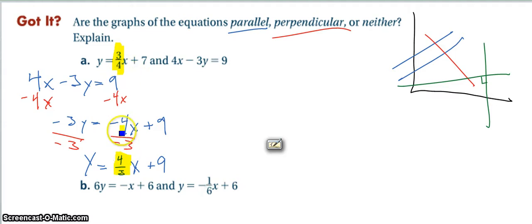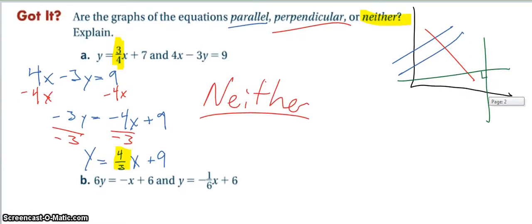They are both a positive slope. So they are neither parallel or perpendicular. So this set then is neither. If you have not tried B, go ahead and try B on your own. So that one was neither.